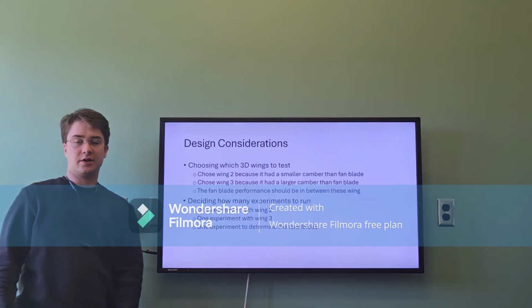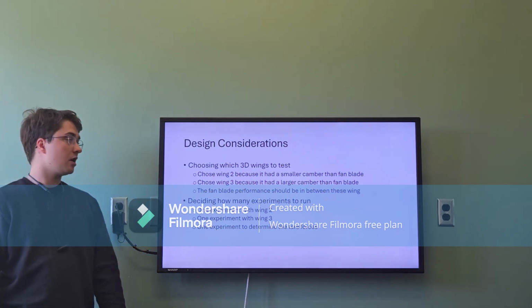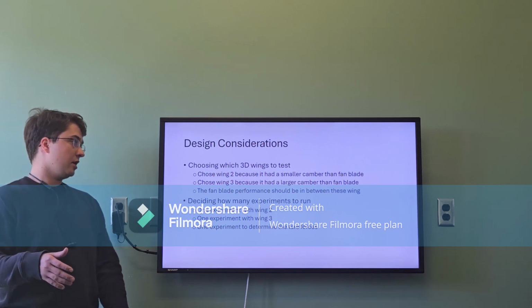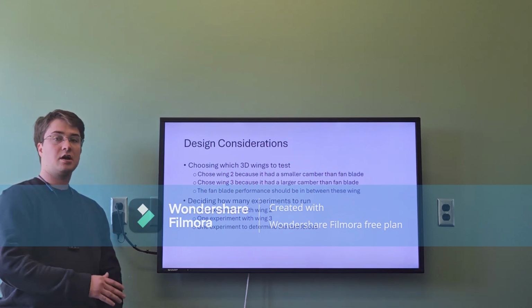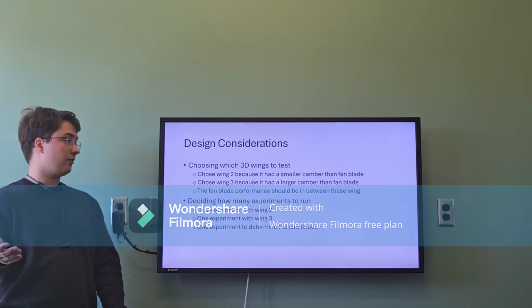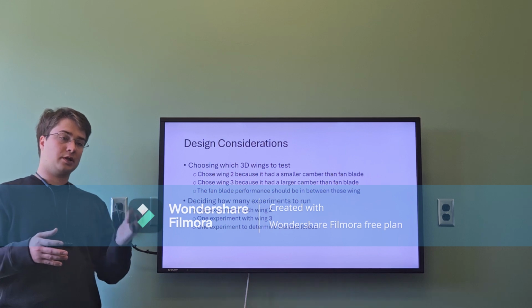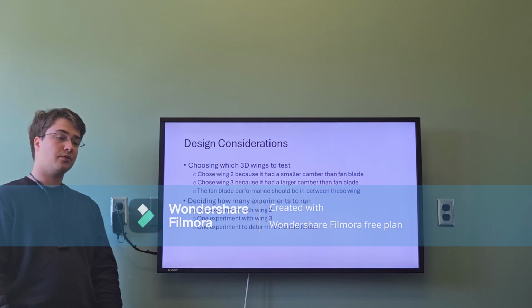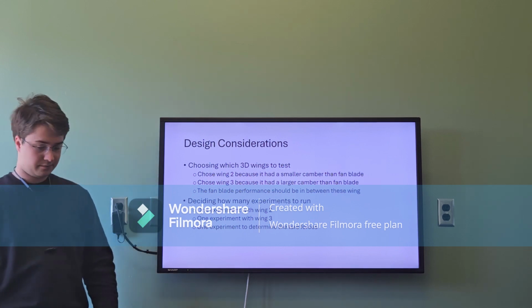For the design considerations, when designing our experiment, we first had to choose which 3D wings we were going to test. Based on measurements, the camber of the fan blade appeared to be in between wing 2 and wing 3. So we chose wing 2 because it was below the camber of the fan blade, and wing 3 because it was above the camber of the fan blade. So we predicted that the fan blade performance should be somewhere in between the performance of wing 2 and wing 3. And then we had to decide how many experiments to run, and we determined that we should run one with wing 2, one with wing 3, and one experiment to determine the tare forces of the balance.